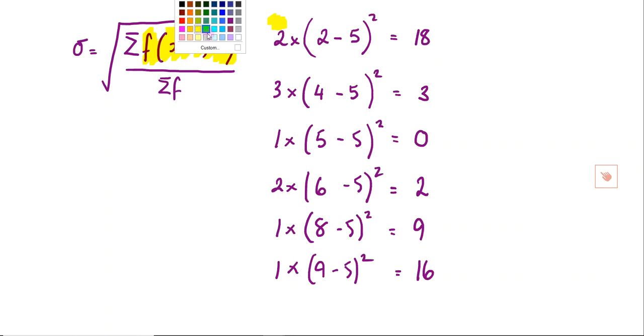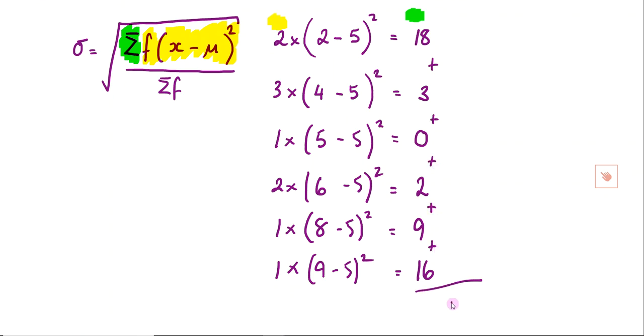So now I am going to do the next thing, which is add them up. So I'm going to add all those. And I get the answer 48. 48. I'm trusting you. I'm not doing it myself. 48. Okay.